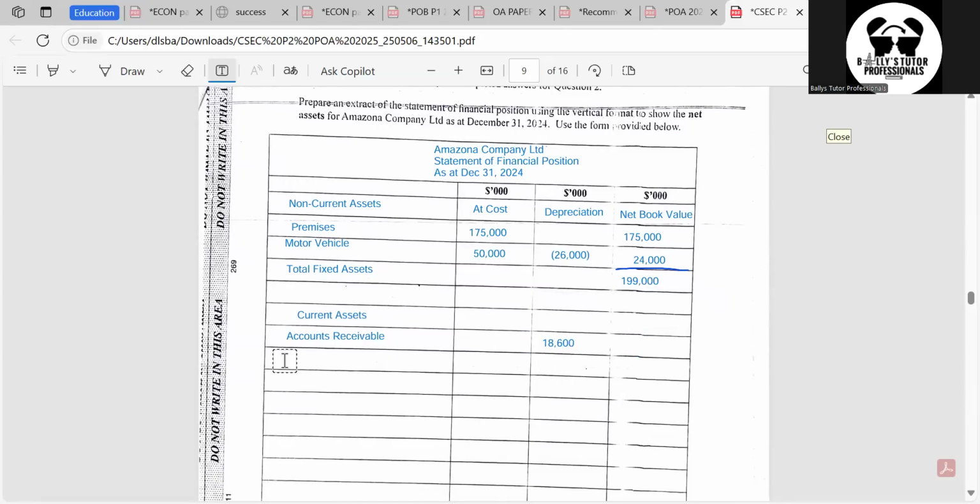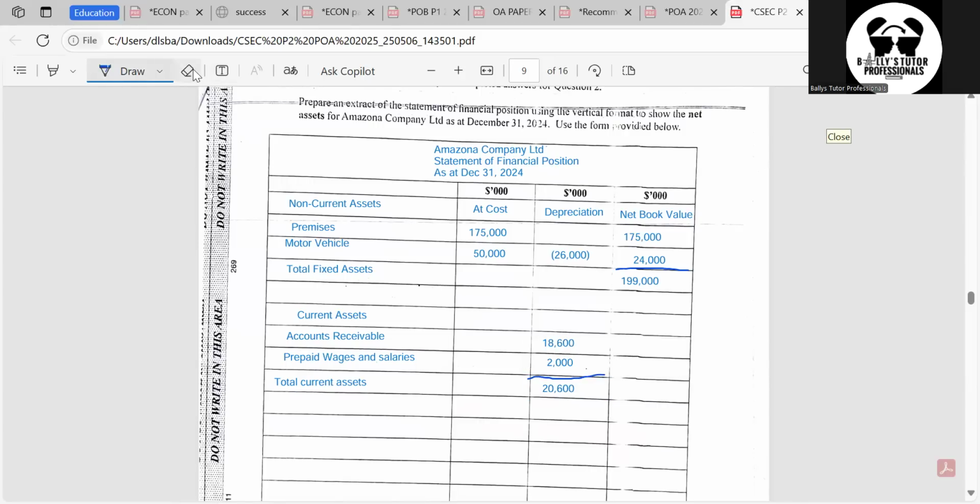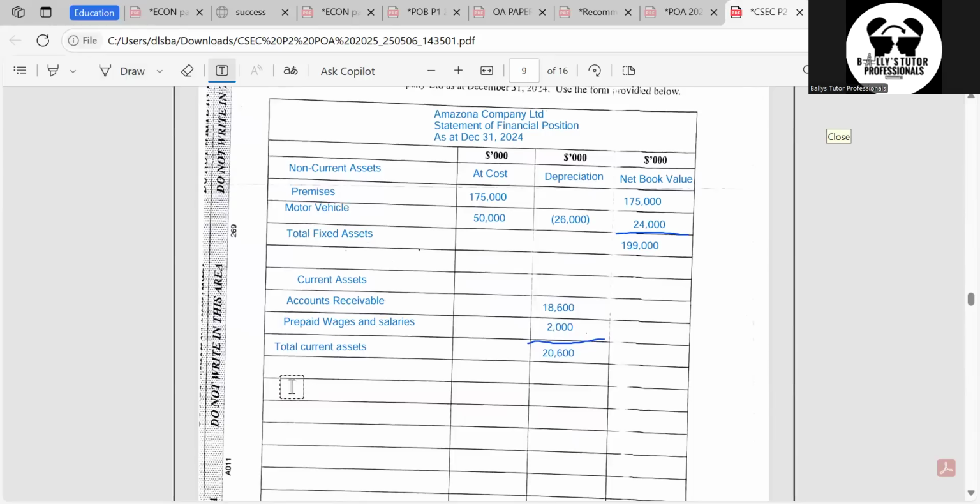And then we have our prepaid expense, prepaid wages and salaries, which was 2,000. So our total current assets would be 20,600. Total current assets, 20,600. Boom. Now we have to calculate working capital. And in order to calculate working capital, we need to have current liabilities. So let's list out our current liabilities now.